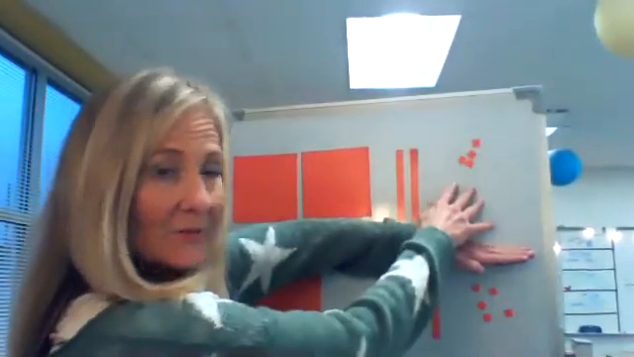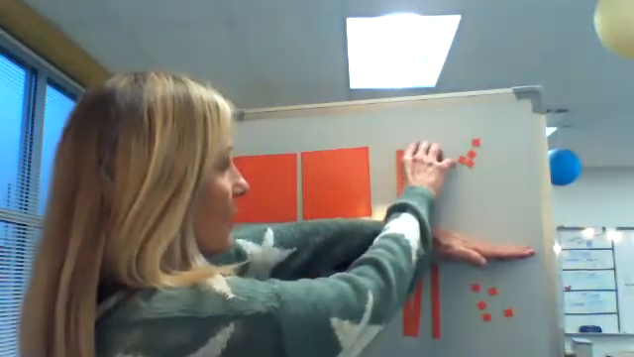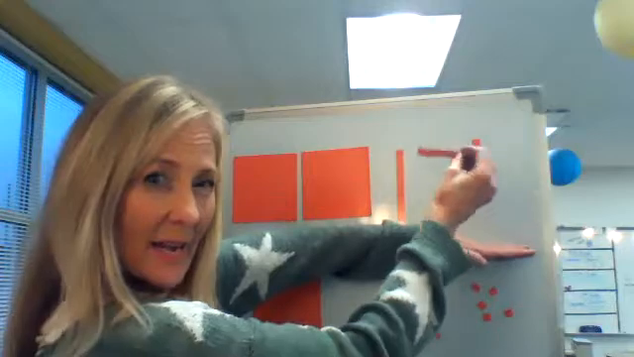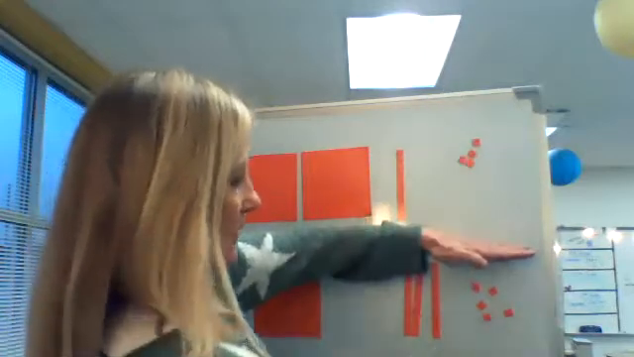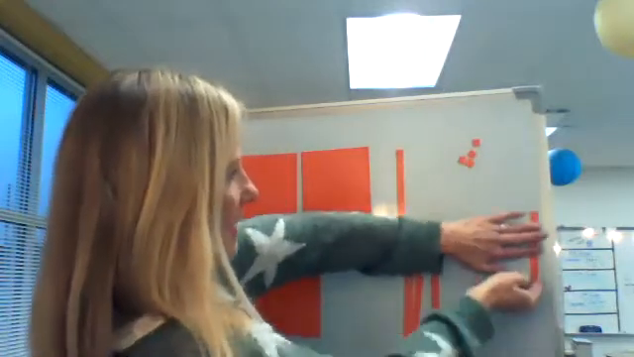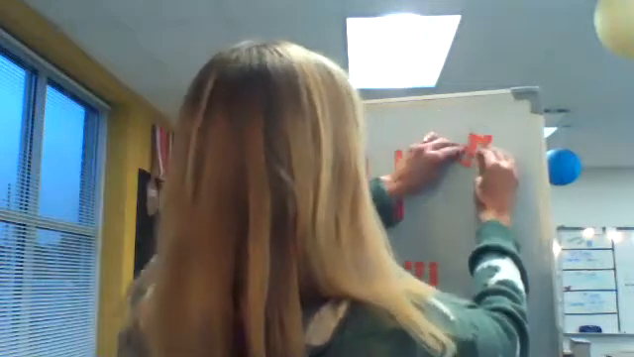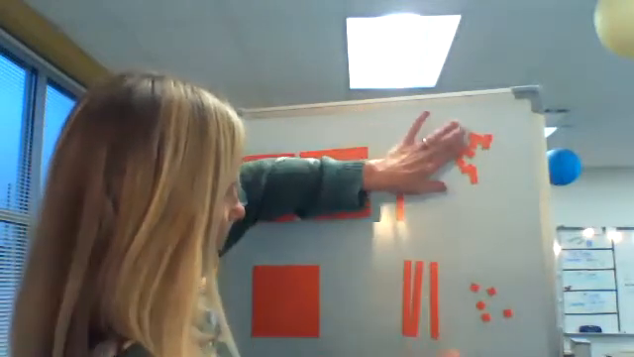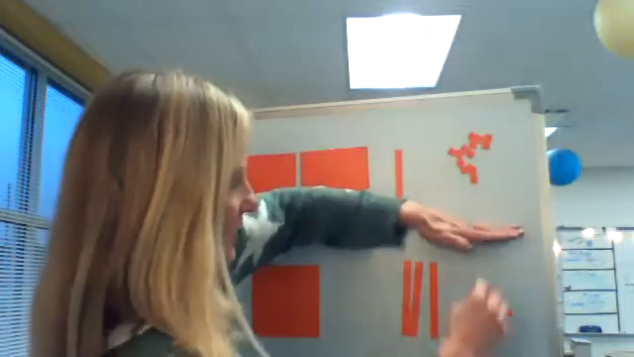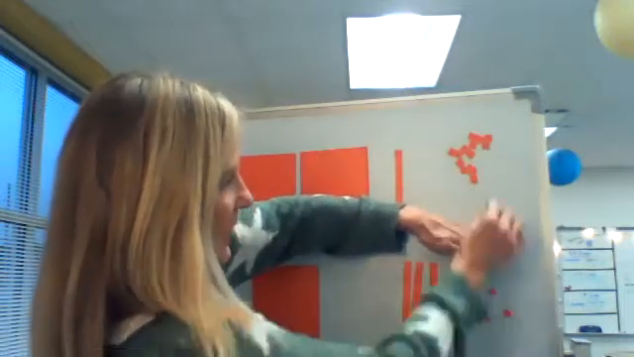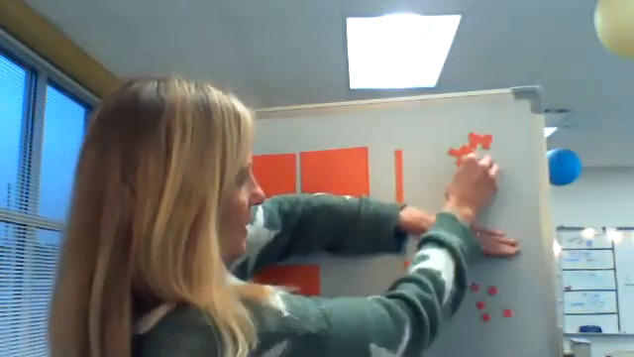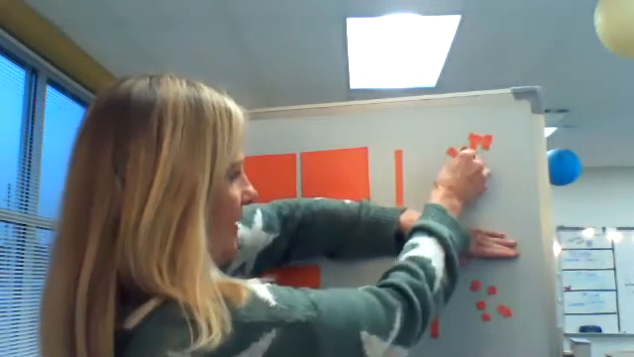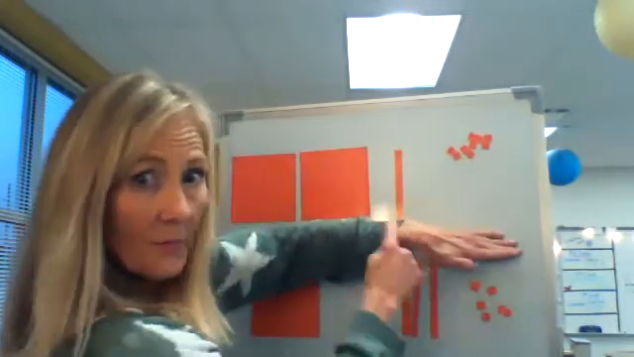Okay, so I want to take away 5. Do I have enough to do that? I don't. So I'm going to need to take away one of these and exchange it. I'm not really taking it away. I'm just converting it into ones. So I'm exchanging that strip of 10 for 10 ones. And then let's go ahead and do it. I want to take away 5 from here. So I'm going to take 1, 2, 3, 4, 5.